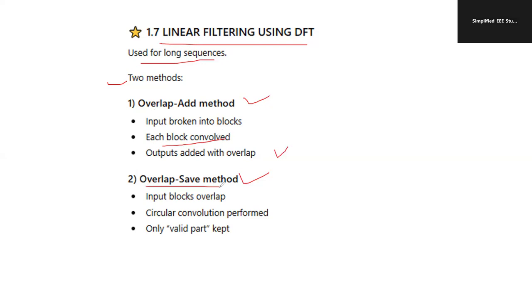If I talk about the overlap save method, your first job is to input the block with overlap. The second step is circular convolution will be performed. Third, only the valid part is maintained. That is called the overlap save method. Please do understand these two methods, because there are so many questions you can expect from the overlap add method and overlap save method, which are part of linear filtering using DFT.